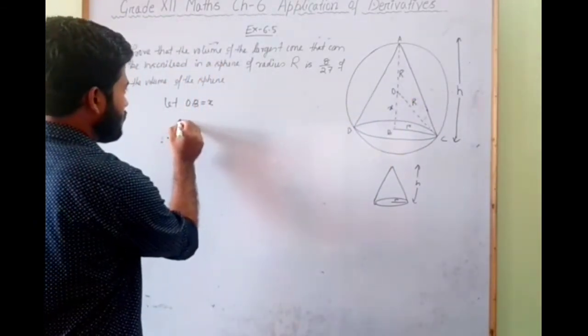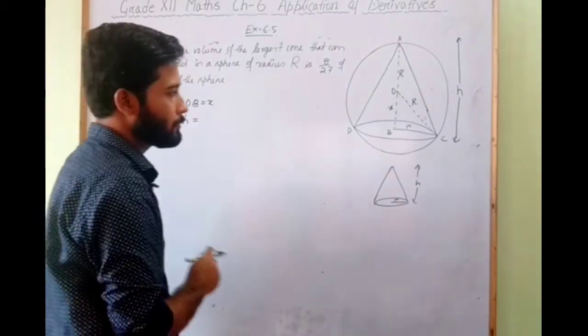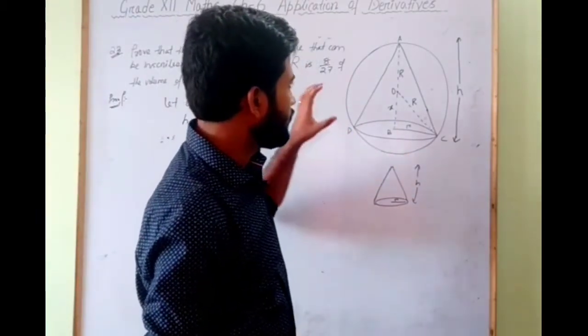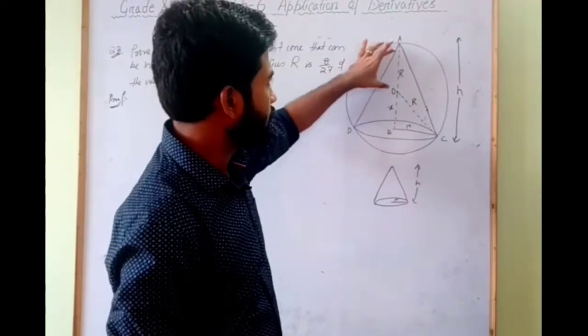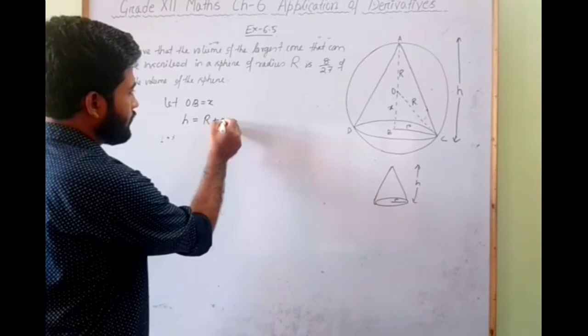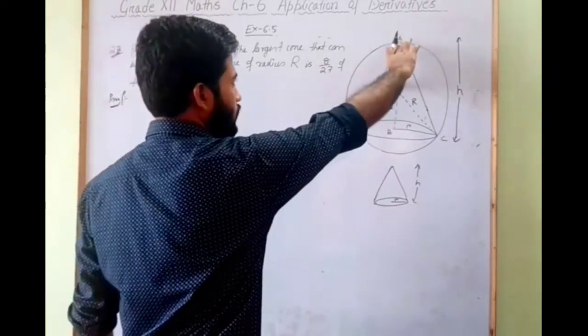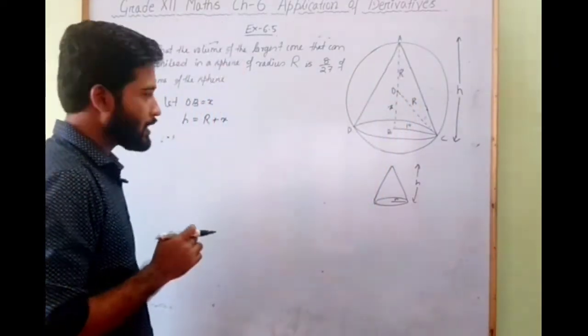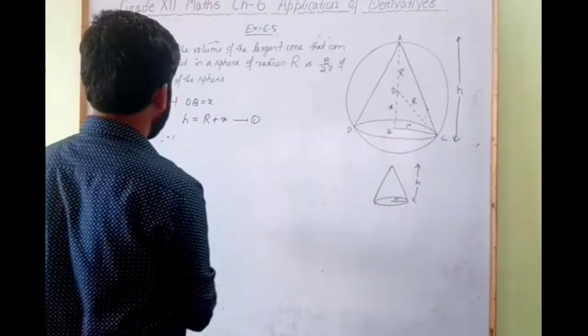Now what will be h from the figure? If you say what will be the height, I can separate it into this portion plus this portion, that is capital R plus x, that is AO plus OB. So this is our height, give it equation 1.